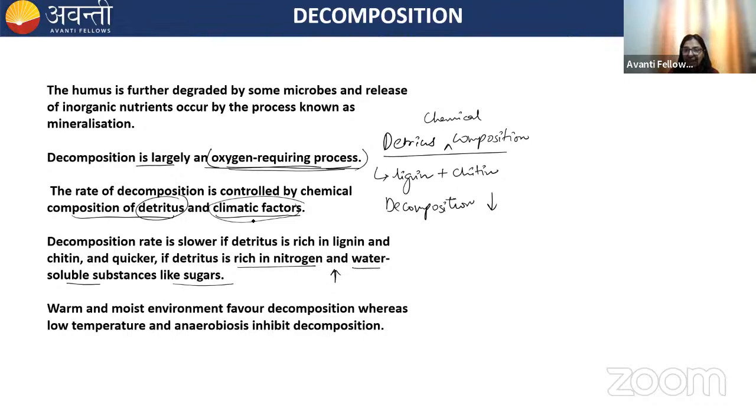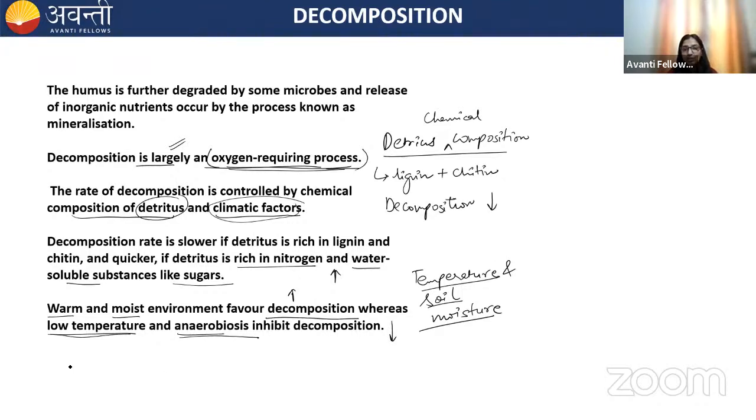And we know that the climatic factors also affect the decomposition, right? So the temperature and soil moisture play a very important role. If the temperature is high or it's warm and the environment is moist, it will favor the decomposition, and the decomposition rate will be higher. But if the temperature is low and there's an anaerobic condition, we know that decomposition requires oxygen, so it will inhibit the decomposition. Remember these factors. These are very important.